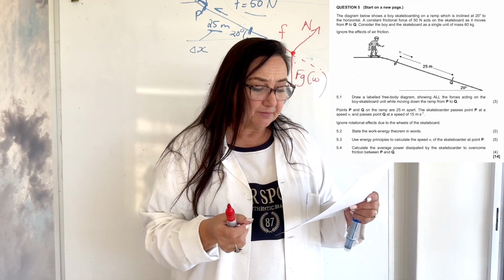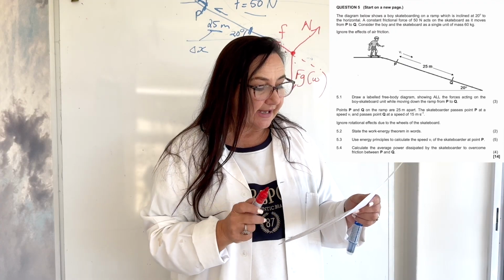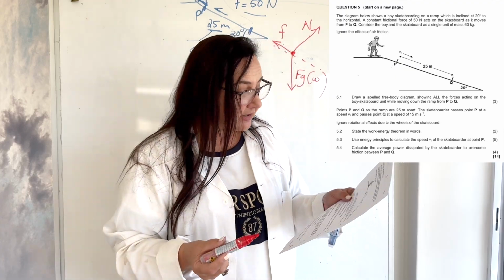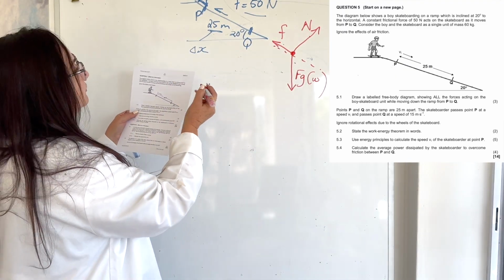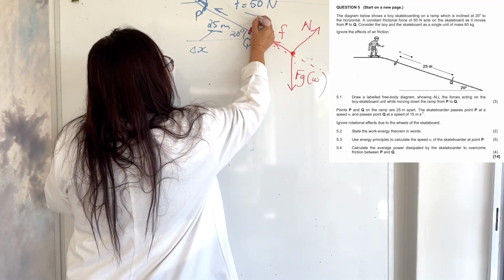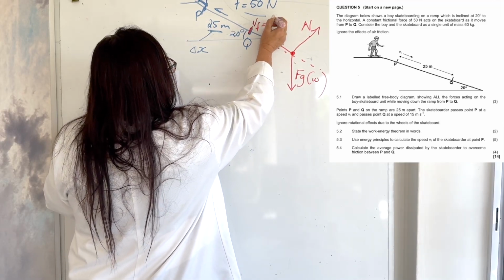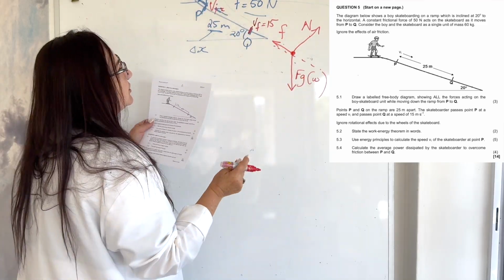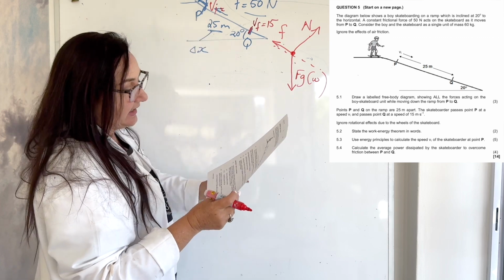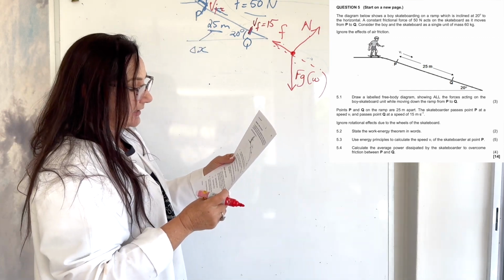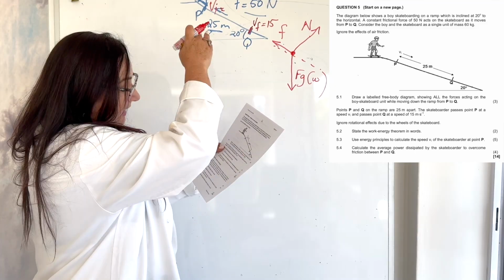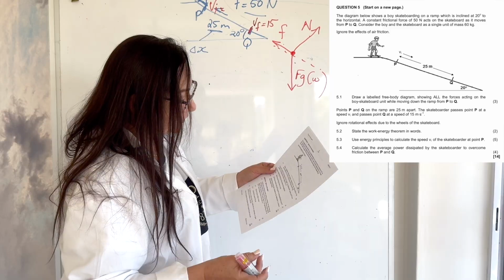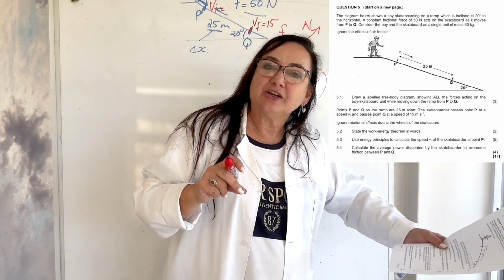The skateboarder passes point P at a velocity V initial and passes point Q at a speed of 15 meters per second. So we've got our V final as 15, and they did not give me the initial speed when it passes point P over there. Ignore rotational effects due to the wheels of the skateboard. State the work energy theorem in words.